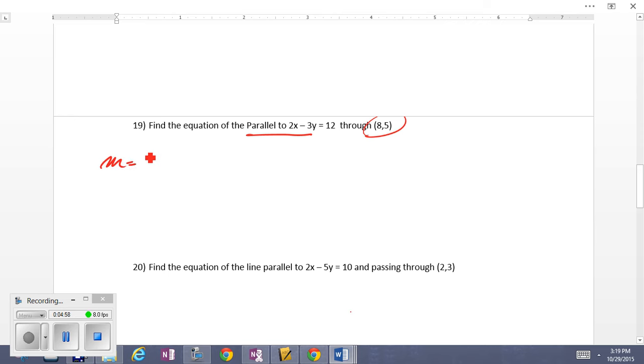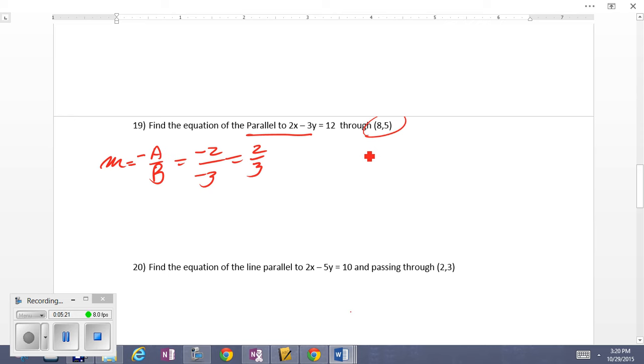The slope is the opposite of A over B, which is going to be the opposite of 2 over negative 3, which is, of course, just 2/3. So 2/3 is my slope for this line as well as the line parallel to it. Now, remember the form which we showed you before.